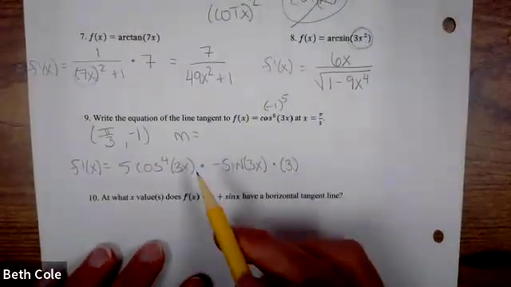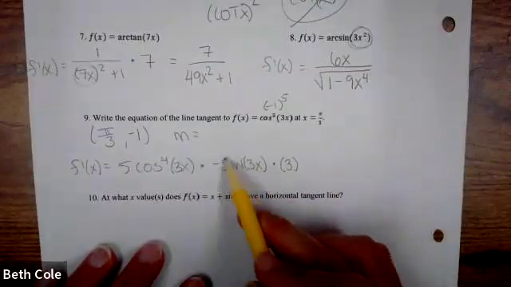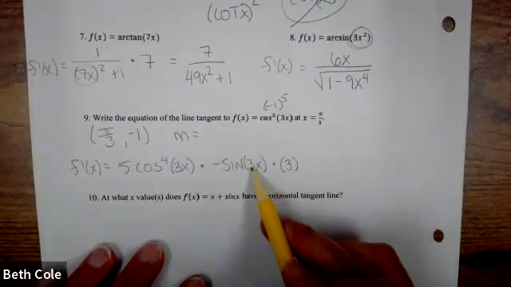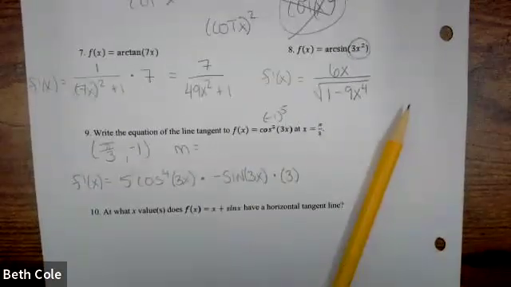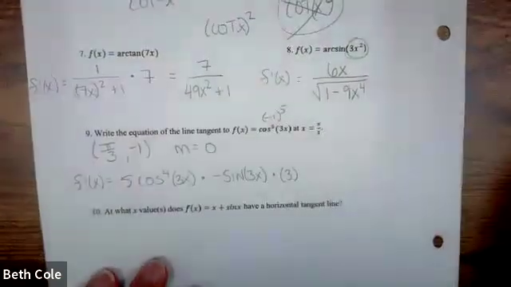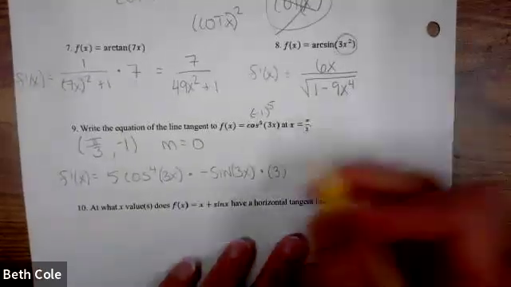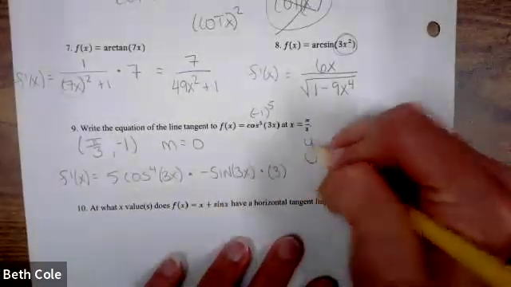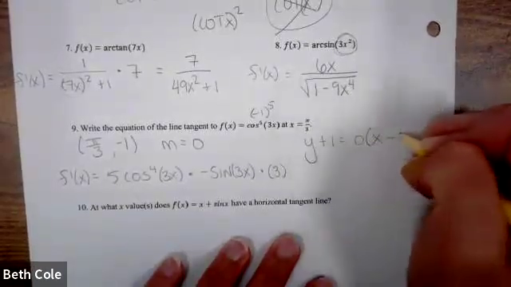Cool. Now here's the good news. If you plug pi over 3 into that, look at this part right here for me. Pi over 3 times 3 would just be pi. Again, that's on the left of your unit circle, but sine is what part of the point? It's the y value, which is 0. So your slope actually ends up being 0, because anything times 0 is going to be 0, and here's your equation.